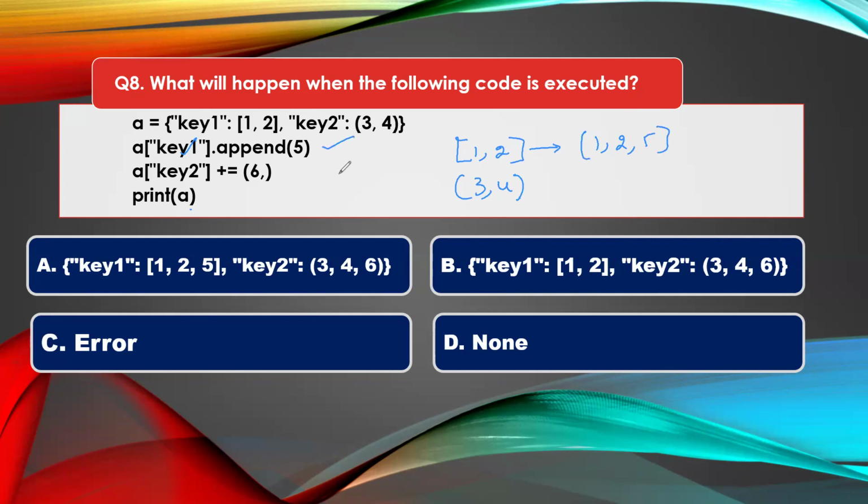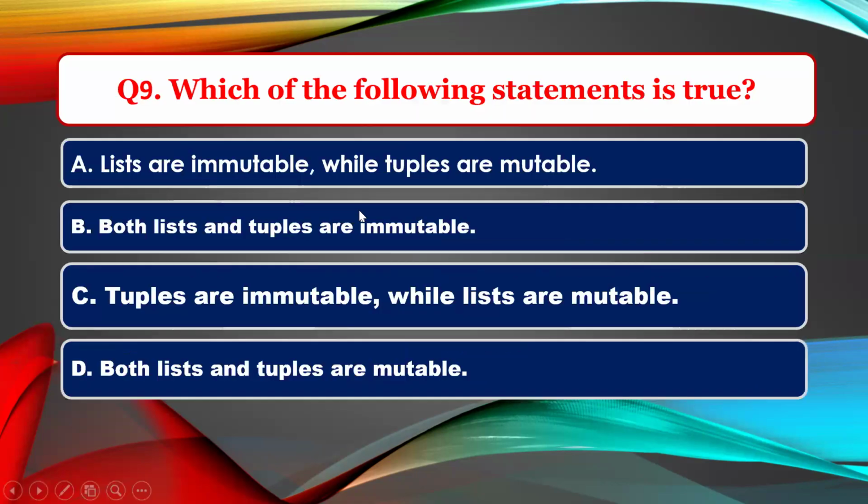Okay, this one is not possible because this is a tuple. Tuples are immutable. So you can't add a value into the tuple. This is not possible. This will give you an error. Let me clear this one off. The C is the answer, guys.